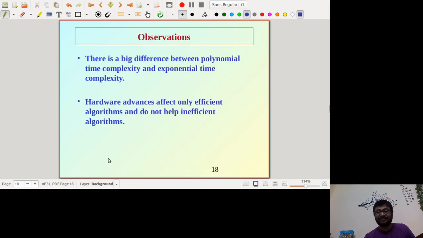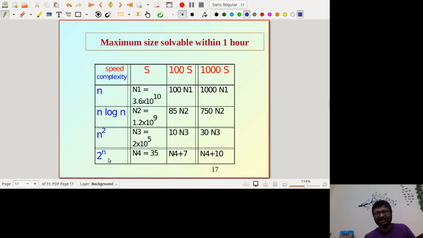So there is a big difference between polynomial time complexity and exponential time complexity. Generally, polynomial complexity is the notion that is used to capture efficient computation. Polynomial means n to some fixed constant, n square, n cube, and so on. And this is not polynomial, this is exponential.